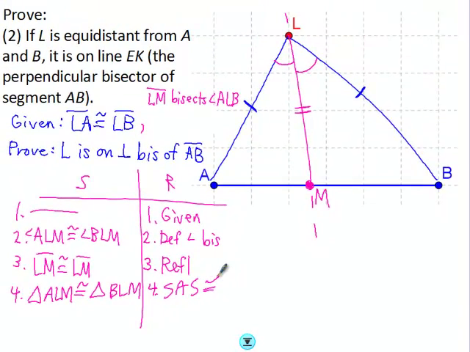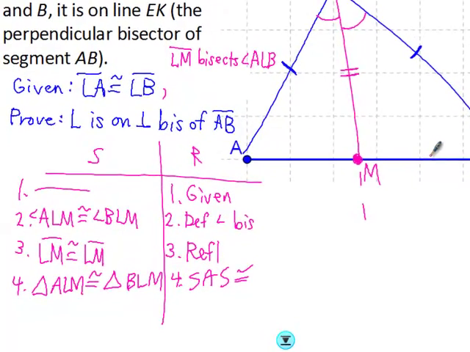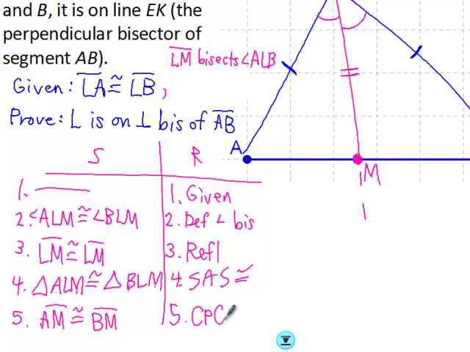Now we need to stop for a second and think about what we're actually doing here. What do we need to prove? What we want to prove is that line LM is the perpendicular bisector of segment AB. If it's the bisector, that means it cuts it in half. I need to know that AM and BM are equal to each other. I can prove that quite easily. AM corresponds with BM, so they have to be congruent. The reason is because corresponding parts of congruent triangles are congruent. So I've shown that these are congruent. So we know it's a bisector.